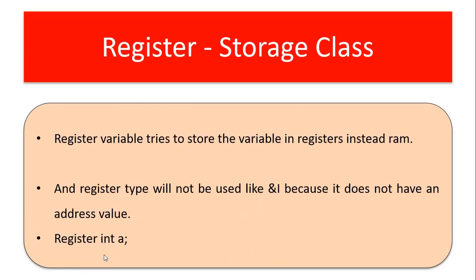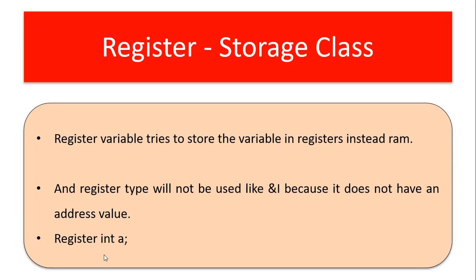The second one, register storage class. A register variable tries to store a variable from a program in a register instead of RAM. Usually, every variable will be stored in random access memory. So sometimes, when we feel a variable can be beneficial if it can be accessed very fast, in those cases we can try to store that variable in a register.